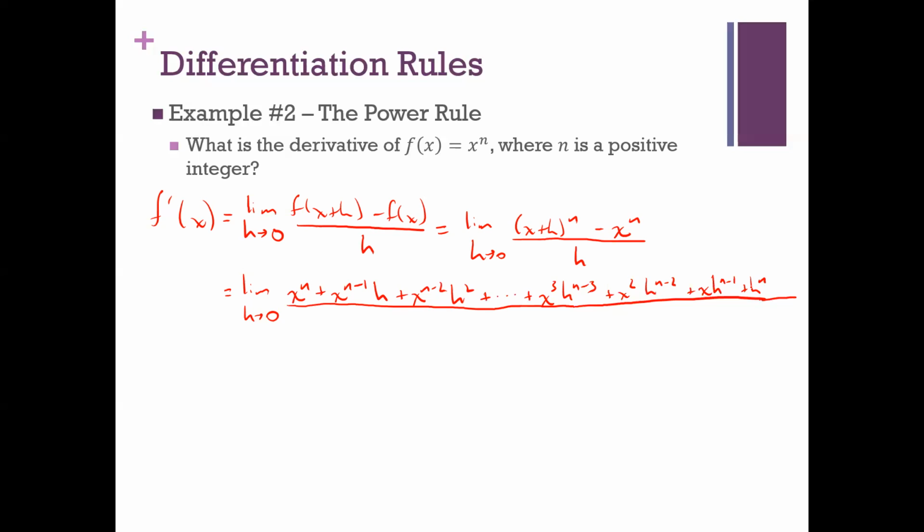So that's all that binomial expansion. And then the last thing I have to worry about is that minus x to the n that I had before. Any questions about that? I threw a lot of stuff at you.